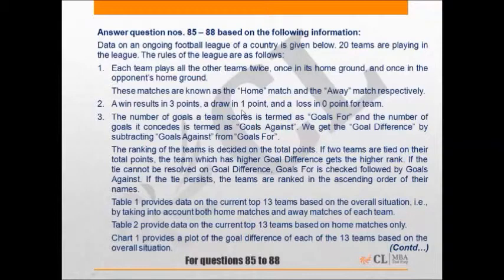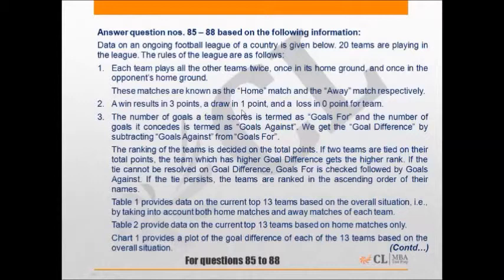Each team plays all the other teams twice, once in its home ground and once in its opponent's home ground. These matches are known as home matches and away matches respectively. So each team plays exactly 2 matches against each of the other teams, and one match is played at the home ground and another one at the home ground of the opponents. The game which is played at the home ground is known as a home match, and the game which is played at the opponent's ground is known as an away match.